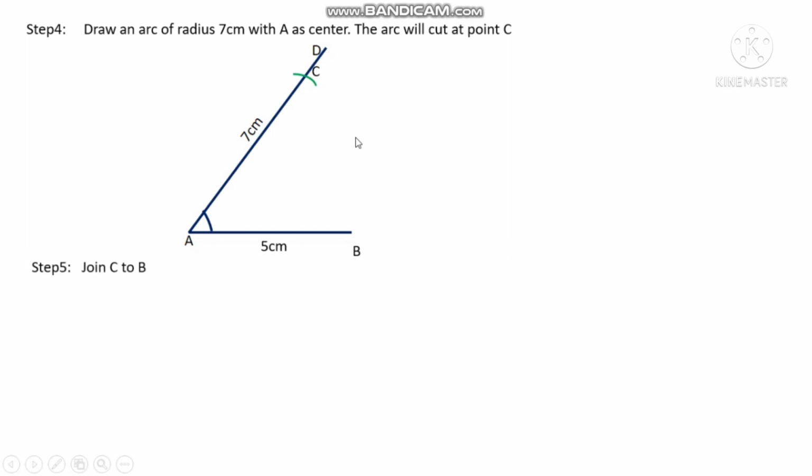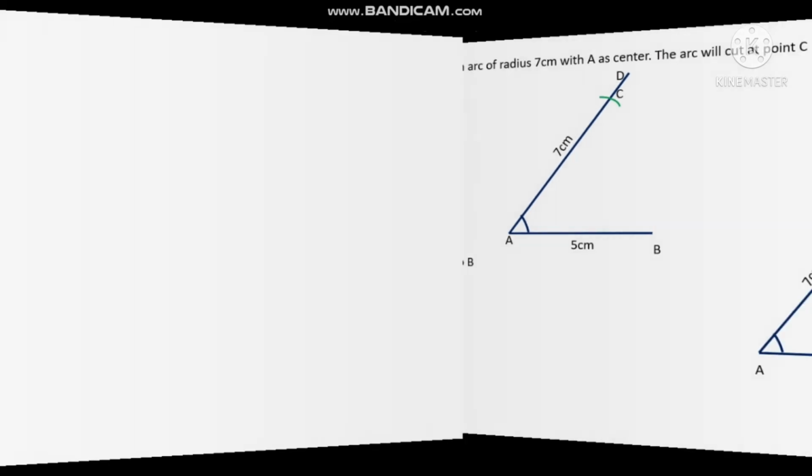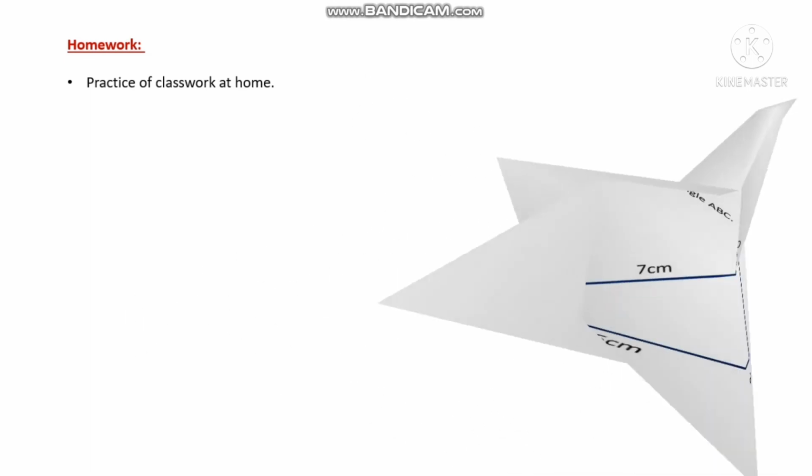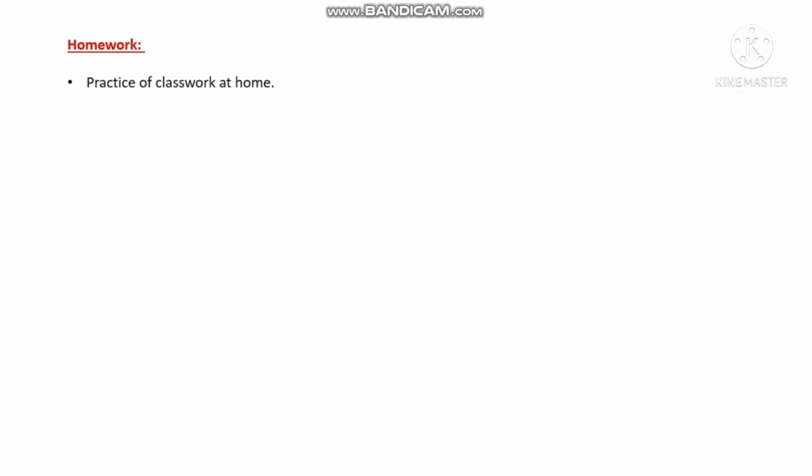Now step 5, join C to B. Now erase the arc and the extra length CD to obtain the required triangle. The extra length which extends to D, we have to erase, and this is the triangle ABC, in which one angle is 55 degrees, AB is 5 centimeters and AC is 7 centimeters.